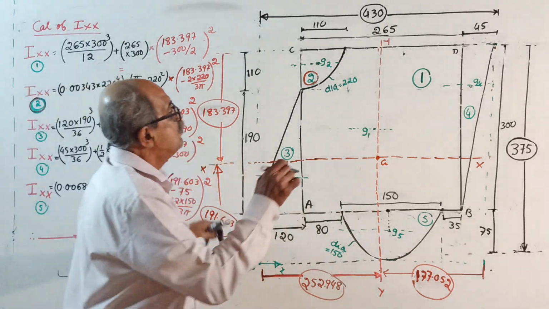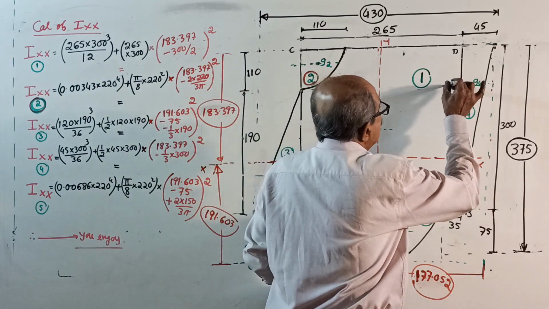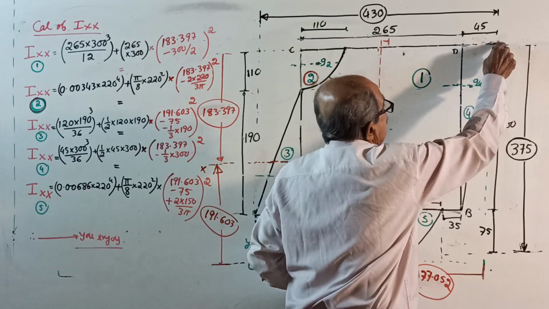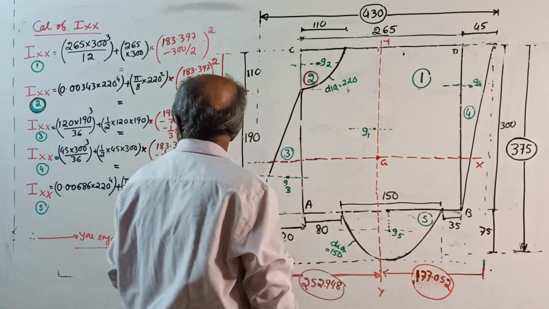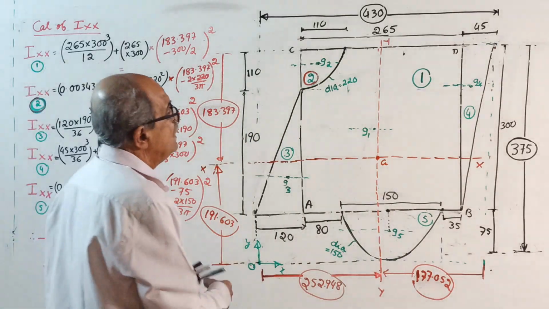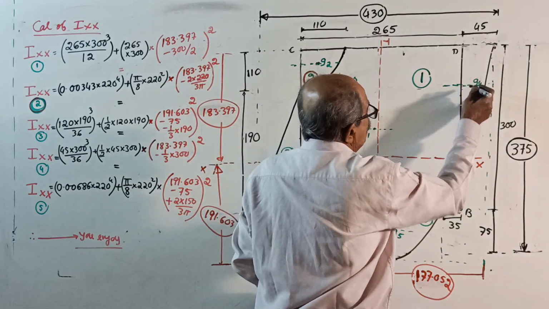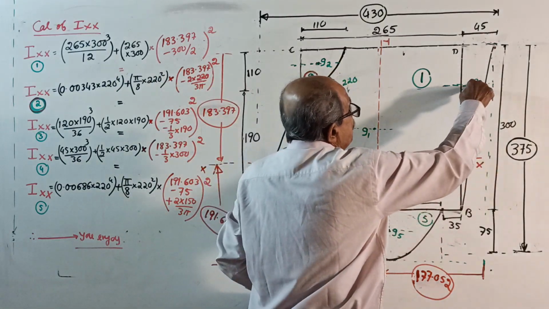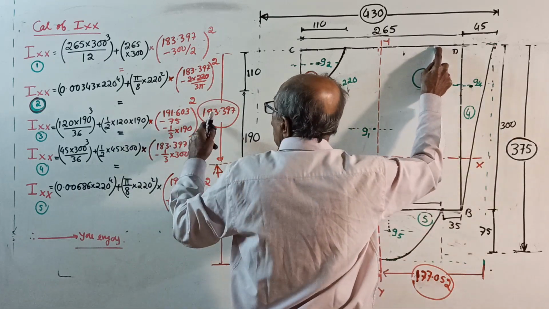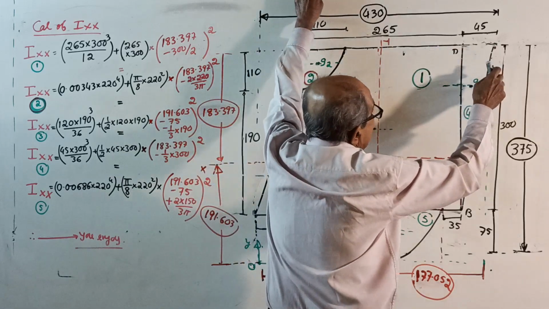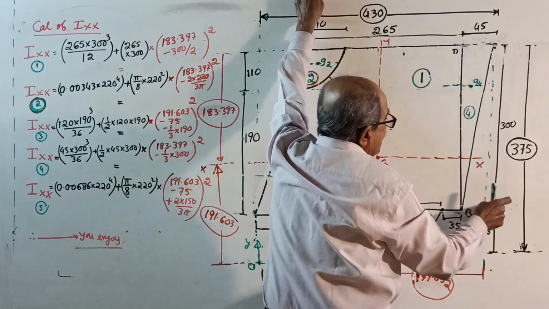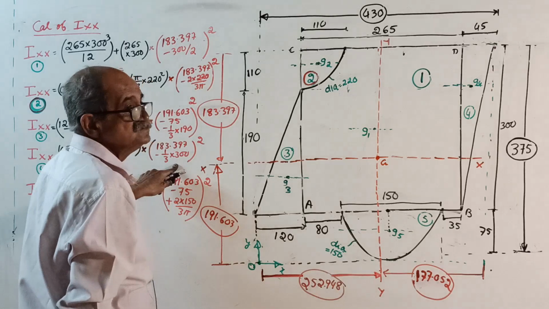Okay. Now, the fourth one. I about its own centroidal axis: 45 parallel, 45 into 300 cube by 36, plus area into, area I am not explaining, from centroid G4 to XX, perpendicular square, is this full distance: 183.397 minus this distance, which is 1 by 3 of 300, whole square.